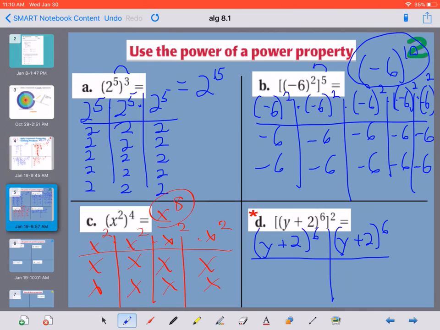Now, what this is saying is that I have 6 y plus 2's, so I could write these all out. But then I would run out of room and it'd be a lot of writing. So what I'm just going to say is that 2 times 6 would be y plus 2 to the 12th power. I can't simplify this anymore because this is a plus sign and not a multiplication sign. So we just have y plus 2 to the 12th power.